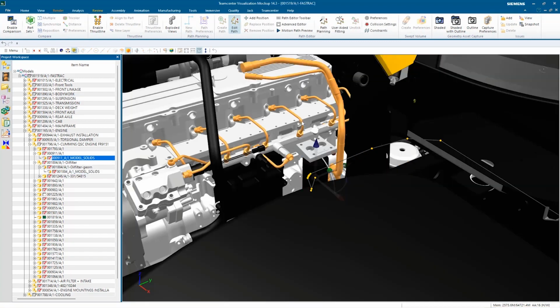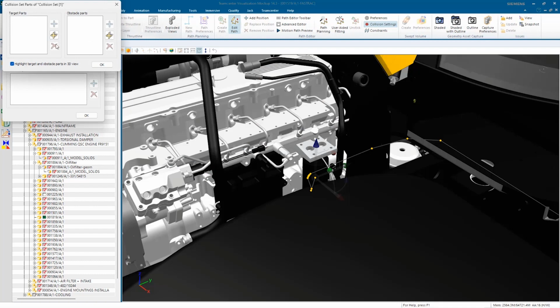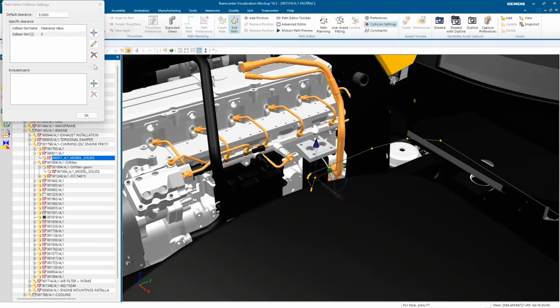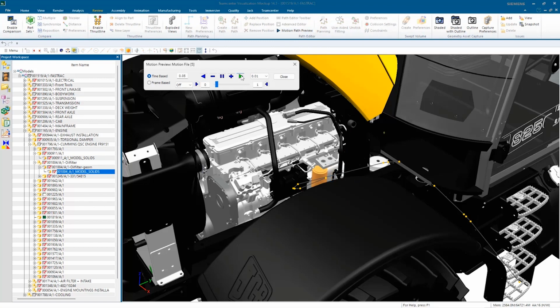The service engineer then defines some spatial constraints. He sets a minimum distance requirement of 5 mm around the oil filter to account for the service technician's hands, and another constraint to avoid potentially hot components that are within 10 mm of the oil filter. He then recalculates the path, taking into account all of the defined constraints.